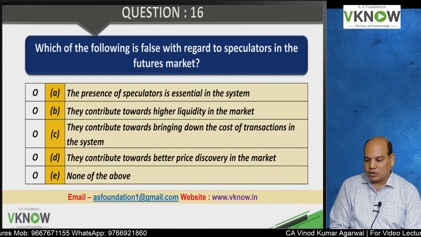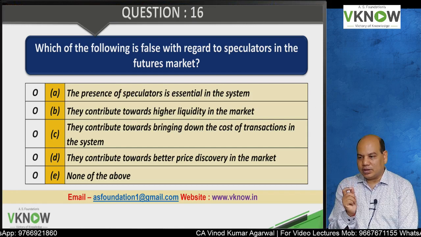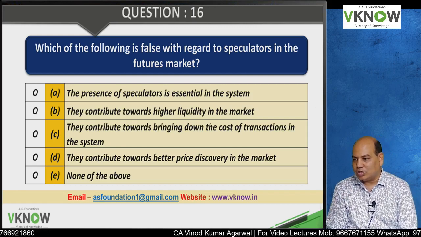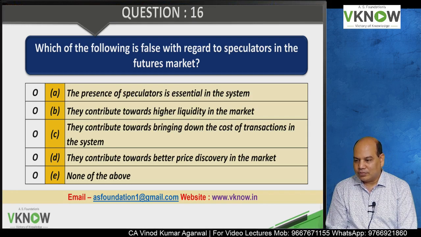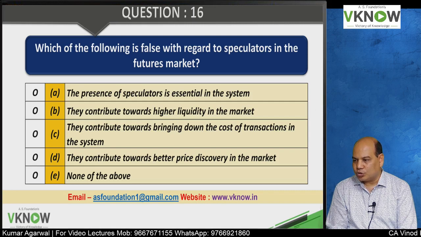Question number 16. Which of the following is false with regard to speculators in the future market? You have to find the false statement. Option A, presence of speculator is essential in the system. They contribute towards higher liquidity in the market. They contribute towards bringing down the cost of transaction in the system. They contribute towards better price discovery in the market. None of the above. Which of the following is false with regard to speculator?